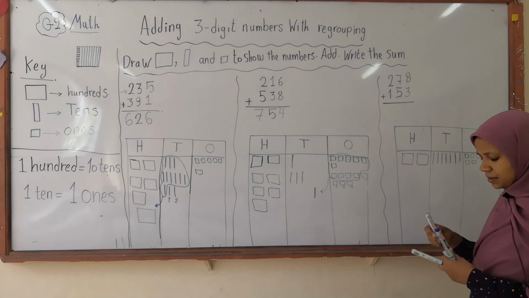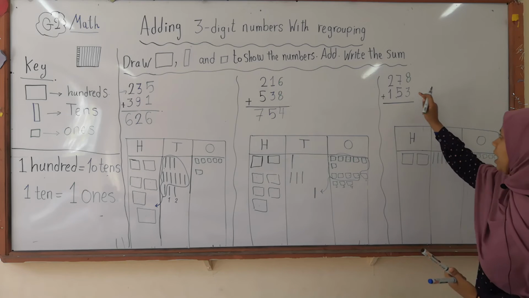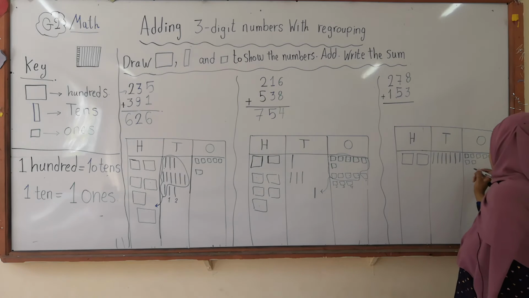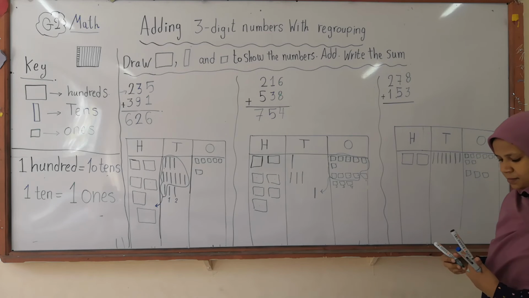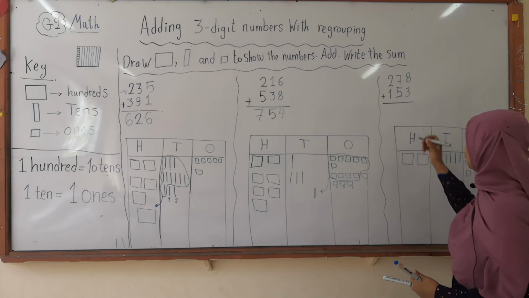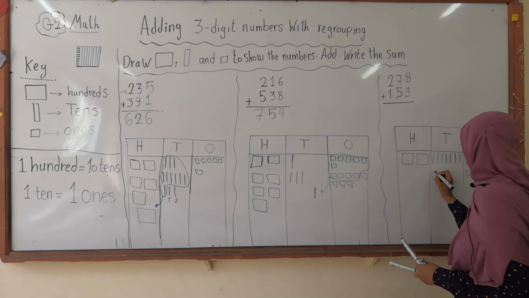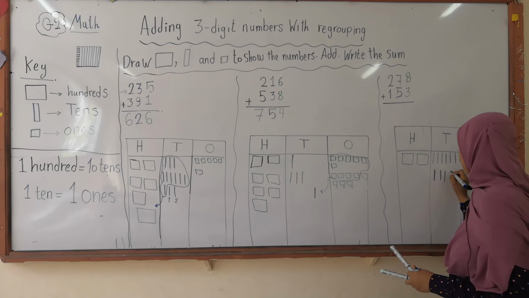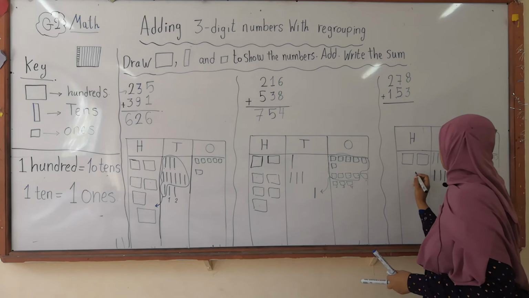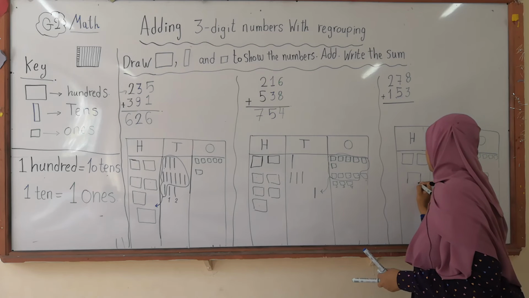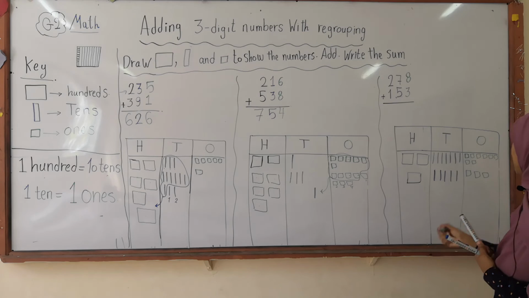قلنا plus يعني بنعمل لها add. How many in the ones? 3. 1 2 3. And how many in the tens? 5. 1 2 3 4 5. And how many in the hundreds? 1. يلا نعمل count. We start with ones.